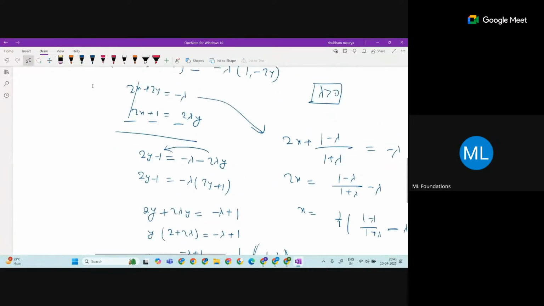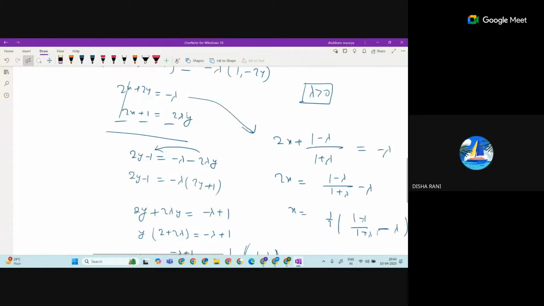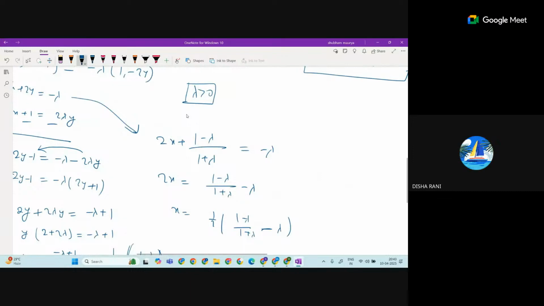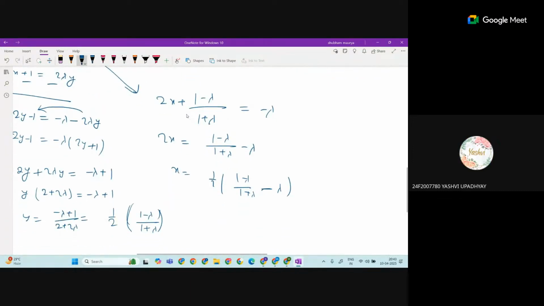So finally, if we substitute in the second equation here, it will be some equation of lambda. In the second line, it is minus 2x is equal to, and the whole is minus.